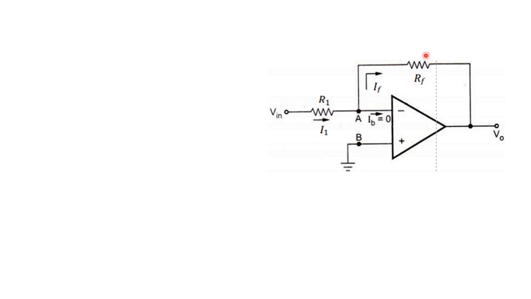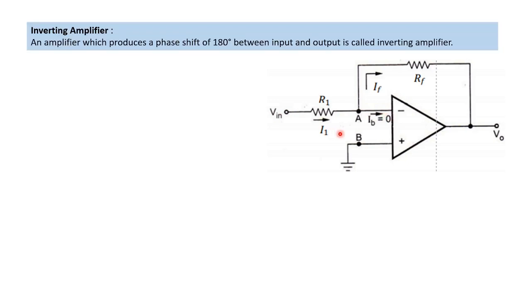So now we are having a feedback resistor and an input resistor, and one of the terminals is grounded in the op amp. We are going to give the input to the inverting terminal of the operational amplifier. So the name of this amplifier is an inverting amplifier. So what is an inverting amplifier? Since we are giving the input to the inverting terminal, the output is a 180-degree phase shift of the input.